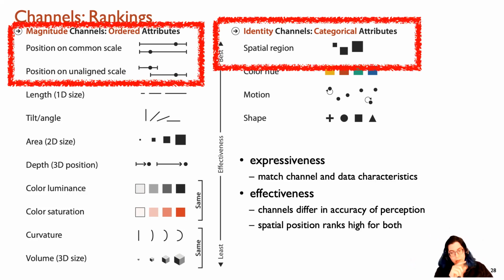One thing I do want you to notice, spatial position is at the very top for both magnitude channels and for identity channels. So that's a really crucial point, is that spatial position is the most highly ranked thing in both the magnitude and the identity side. So that's one reason we're going to spend a lot of time talking about the use of spatial position in this class, is because it is so completely fundamental to how humans perceive visual encodings.